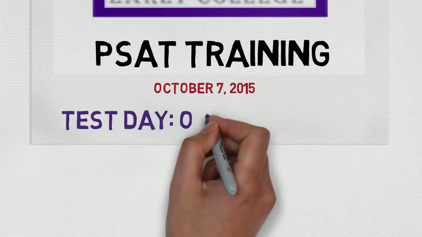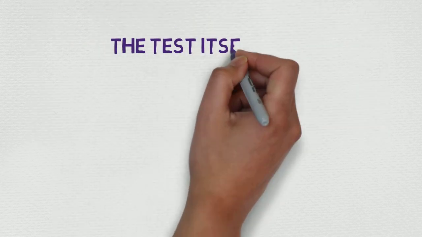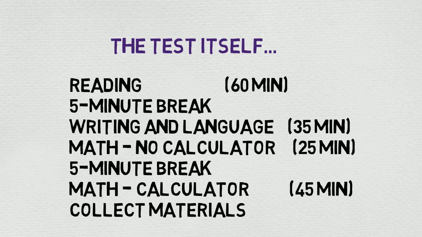The test itself will be next Wednesday on October the 14th. I want to talk a little bit about the structure of the test. The test is made up of several sections. The first one is a 60-minute reading section. Then there'll be a 5-minute break. Then 2 sections, writing and language, and then math with no calculator, another 5-minute break, and then math with the calculator. And then you'll collect materials and take them back to Mr.